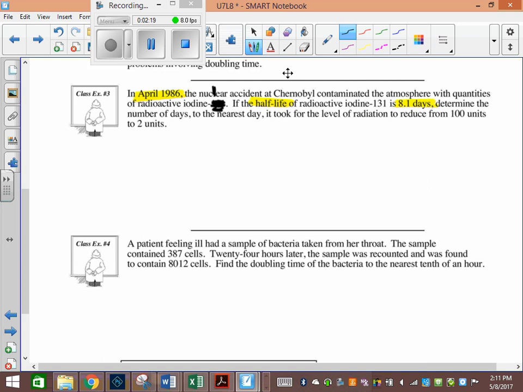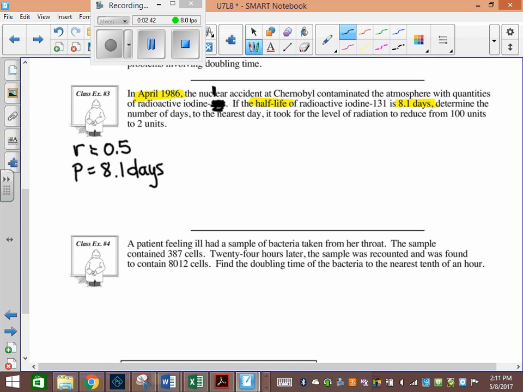So we know that R is 0.5 or a half. You could use either one. They mean the same thing. R is a half because it's halving, or 0.5 if you want to use a decimal. We know P is 8.1 days. We know, therefore, that T has to be in days as well because P and T have to be in the same unit.